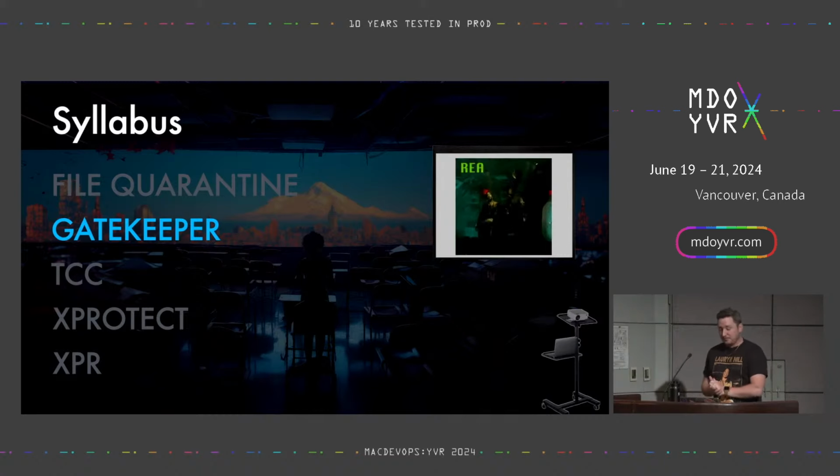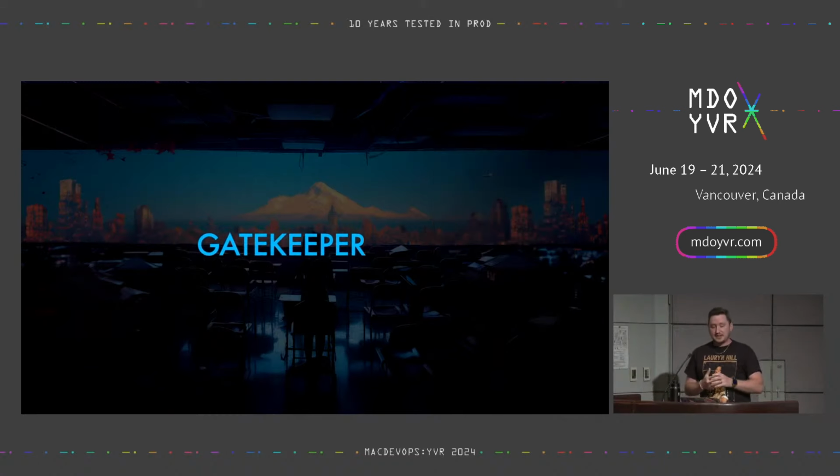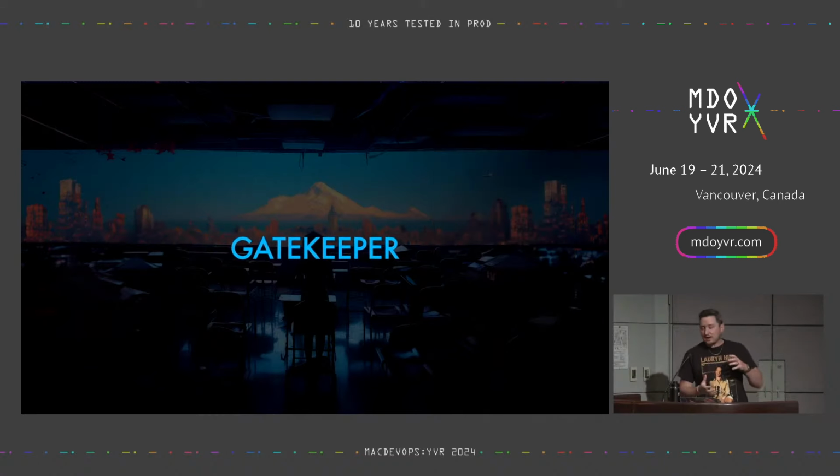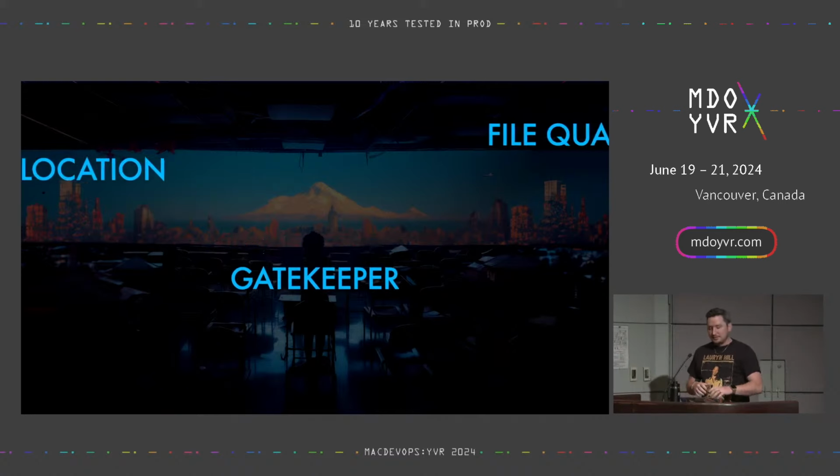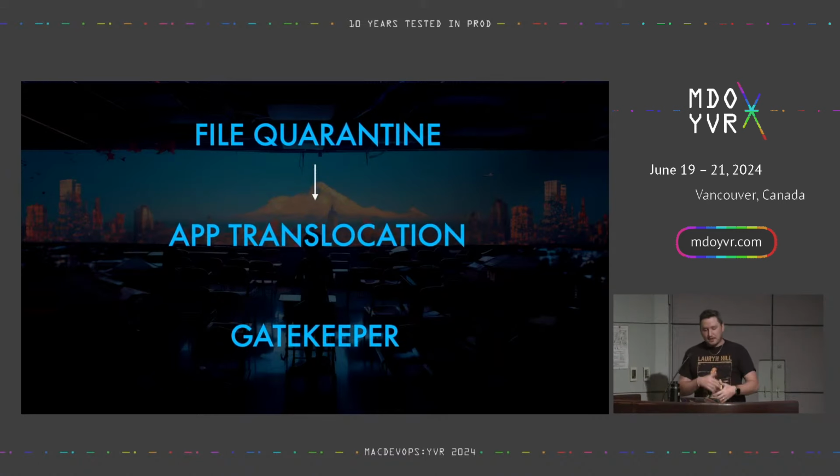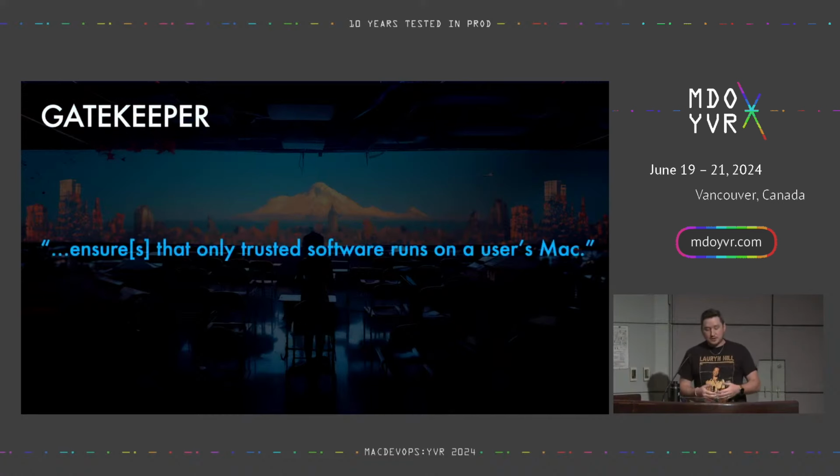So that's a bit about file quarantine. So we'll pivot to Gatekeeper. And I think a lot of times this all can get convoluted, file quarantine and app translocation and Gatekeeper. So I did my best to separate these. So file quarantine will notify you when you try to open an app from the internet. And when you approve it, it will be translocated to this randomized directory. And then at this point, Gatekeeper will do its check to ensure that only trusted software is running on your machine.